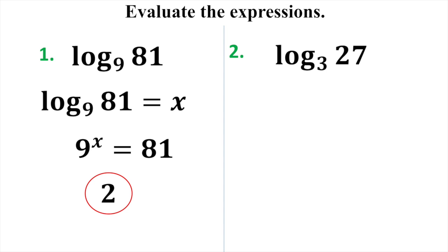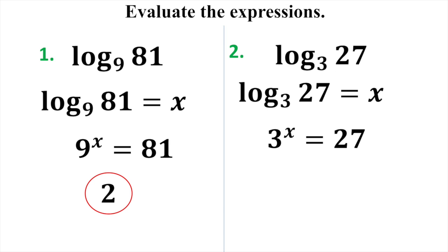Okay, now we've got this one here. I want you to start thinking about what you can do here. Now remember, this equals something. We don't know what, so we'll say x. Now we're going to convert it to exponential form. This would be 3 to the x power. 3 to the what power gives us 27? Well, 3 times 3 is 9, times 3 is 27, so it would be 3 to the third power. So this one would reduce down to plain old 3.